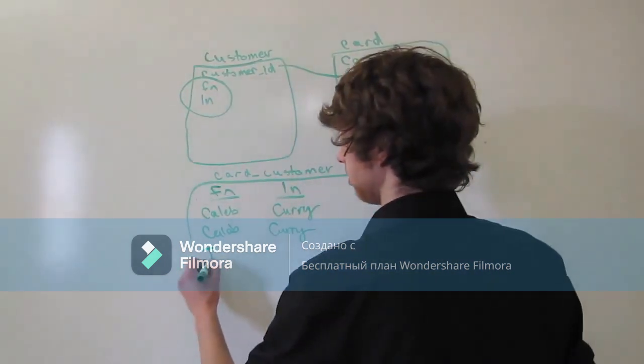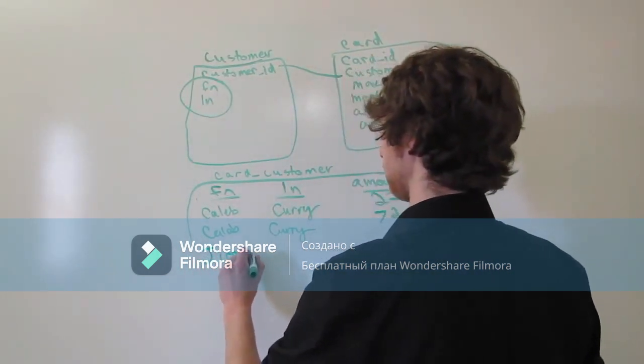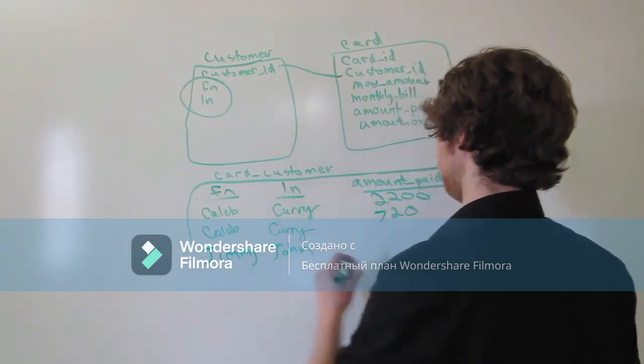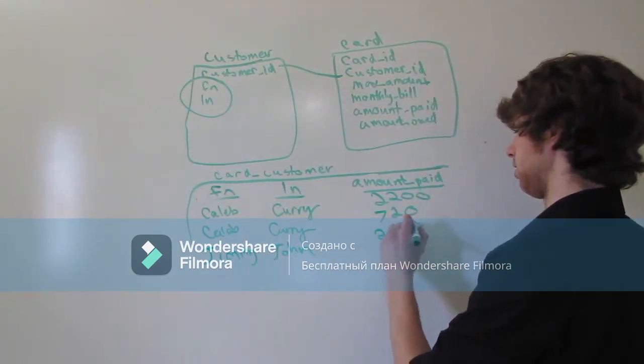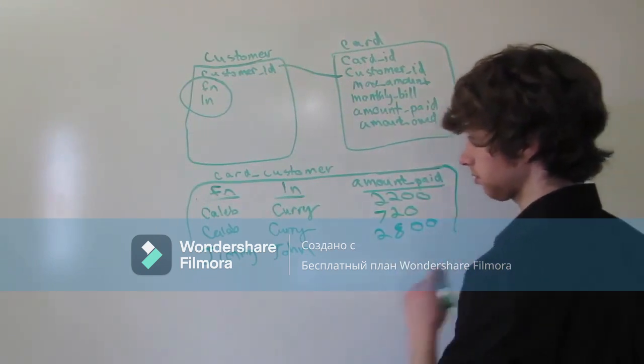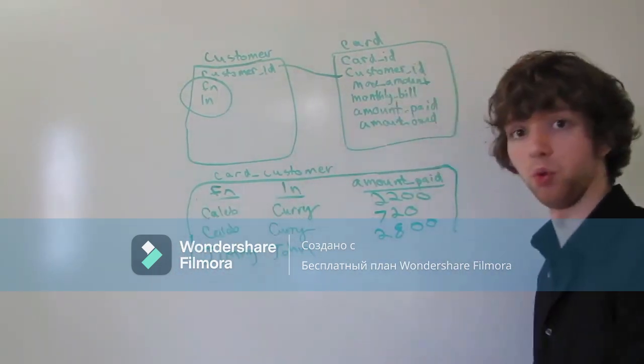And then we could have Jimmy John, and the amount paid could be 2,800, and so forth. You could make more rows if you wanted.